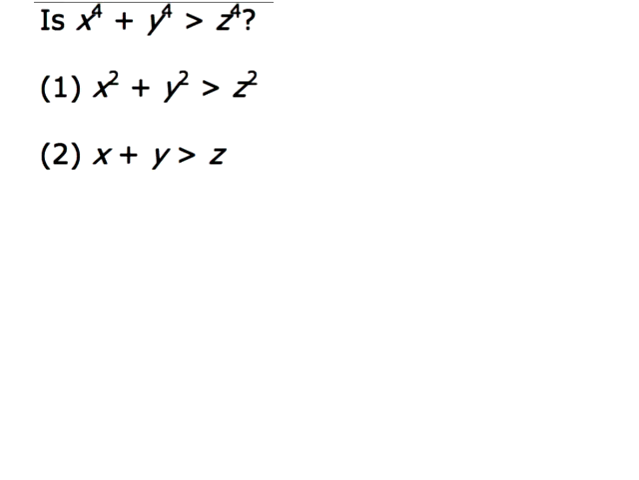Okay, this is a yes/no data sufficiency problem, so you have the same kind of goals that you do in other yes/no data sufficiency problems, right? So you have the yes case, which is that x to the fourth plus y to the fourth is greater than z to the fourth. And then you have the no case, which is that x to the fourth plus y to the fourth is less than or equal to z to the fourth. And those are the things that you want to make happen. And again, these are the goals, right?